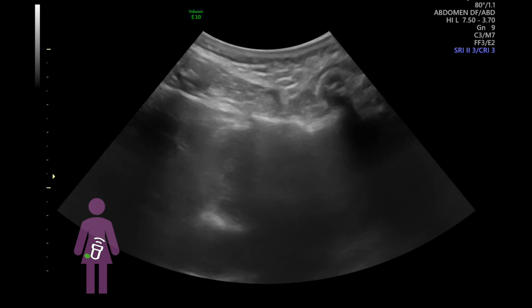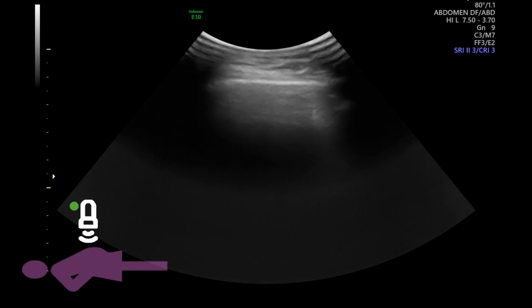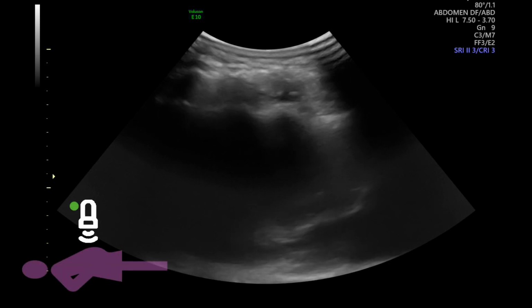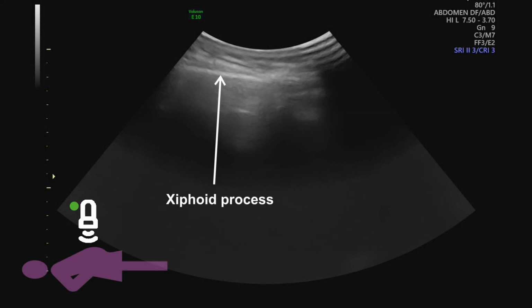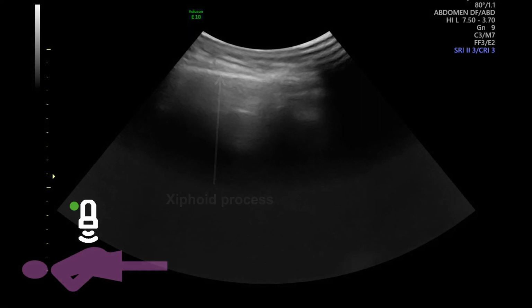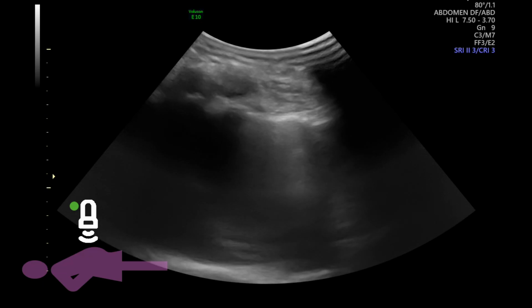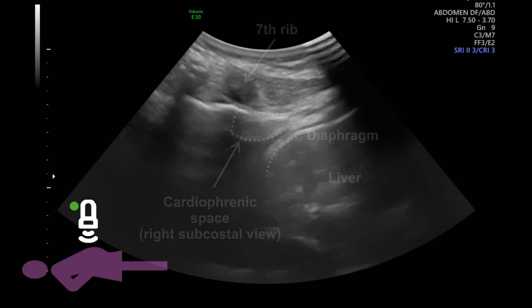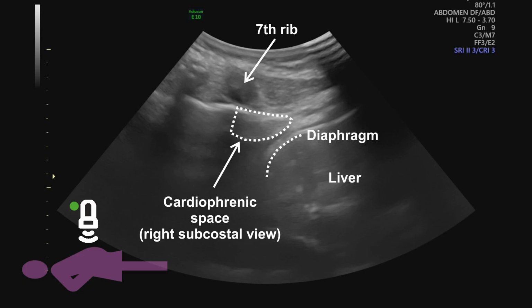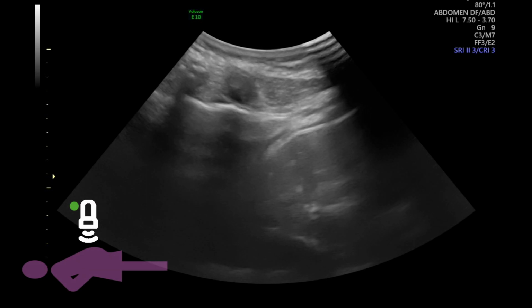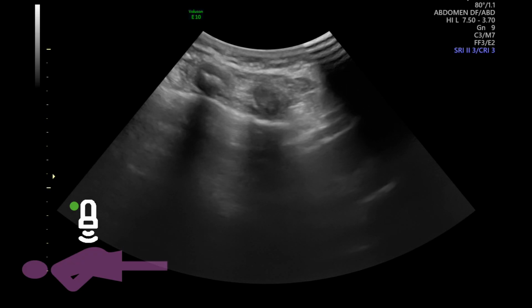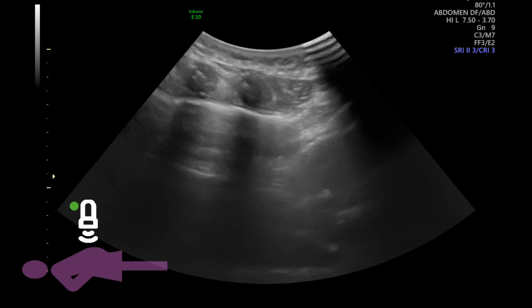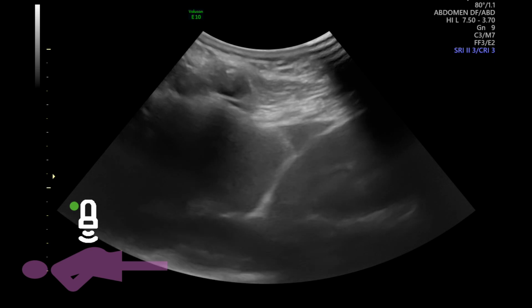The probe is then rotated to the longitudinal plane under the xiphoid process of the sternum for a subxiphoid view. The space between the xiphoid process, the pericardium, and the diaphragm is examined in the longitudinal plane, and the anterior lymph node group is assessed. The probe is moved laterally and medially to complete the assessment.